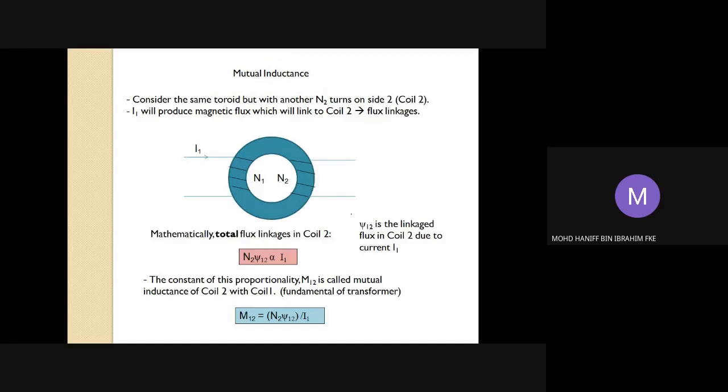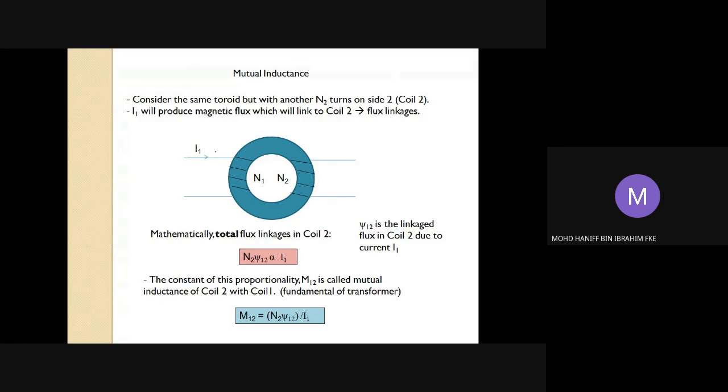Now with the second type of inductance, which is mutual inductance. Basically, mutual inductance is the fundamental concept used in transformers. If we base it on this slide, you have the same toroid, but the two windings have different numbers of turns. Let's say the first winding carries a current of I1 and has N1 turns, and then we have the secondary winding, which has N2 turns.